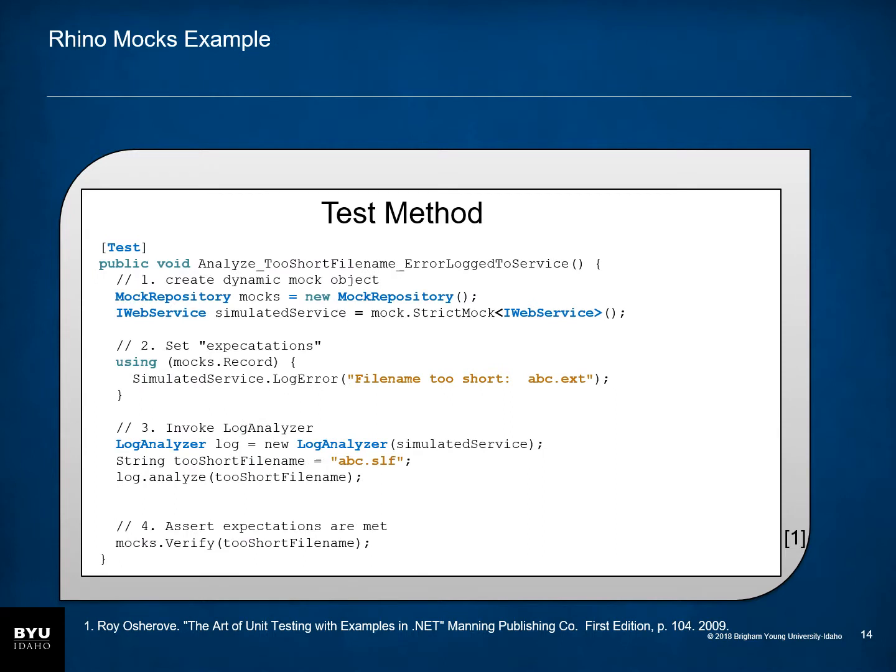In the test, notice that the mock repository uses the function StrictMock to create a templatized web service mock. Because it's templatized, you can mock any interface. A mock is like recording a macro. You hit record, do something, and then click stop. Then you replay the macro to execute it.